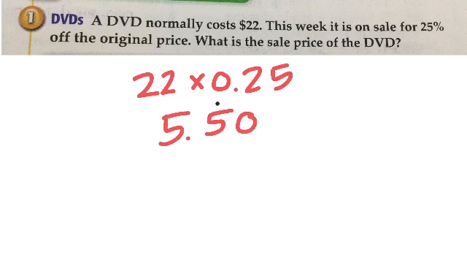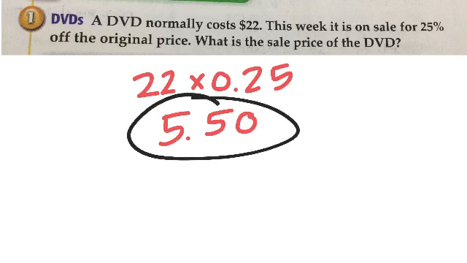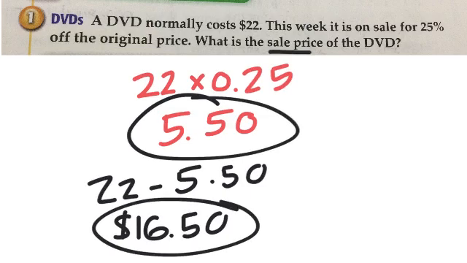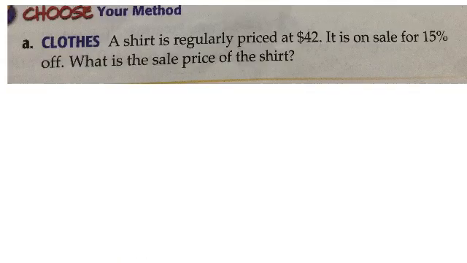So what is this? This is the discount. This is how much we're getting subtracted. Does it ask me for the discount? No, it asks me for the sale price. So if I'm getting $5.50 off, then I'm going to do 22 minus $5.50. When I subtract that, I'm going to get $16.50. So the sale price of the DVD is $16.50.